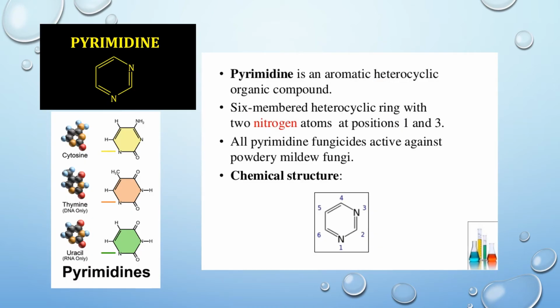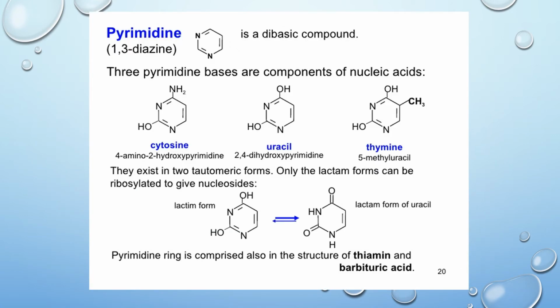Pyrimidine is a six-membered heterocyclic ring compound containing two nitrogen atoms at 1,3 positions, that is, meta positions. Its structure is represented here. The pyrimidine nucleus occurs in many natural products such as nucleic acids and also in synthetic drugs such as barbiturates. Pyrimidine is a dibasic compound.